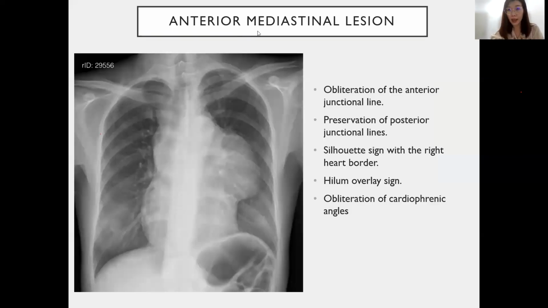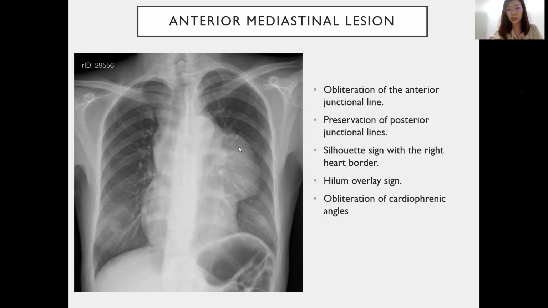So these are examples of an anterior mediastinal mass or lesion on frontal X-ray. You can see a mass arising from the mediastinum. Obviously, the mediastinum is widened, and there's preservation of the posterior junctional line. So you can identify the posterior junctional line here. Then the anterior junctional line is obscured. Sometimes we cannot find these features. And then there is silhouetting of the right heart border, obscuring the right heart border. And then the hilum overlay sign is present, meaning we can still see the hilum through the opacity. So that is the hilum overlay sign, meaning the lesion is sitting in the anterior mediastinum.